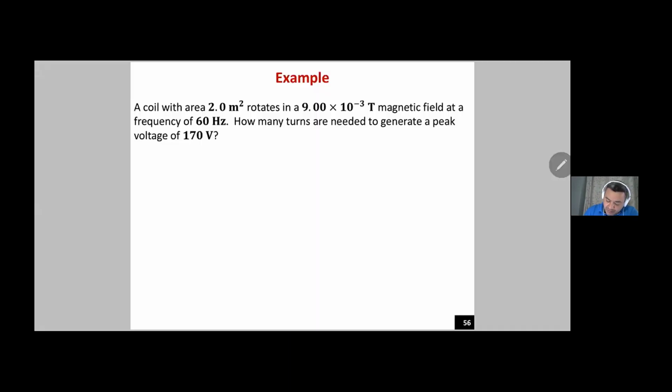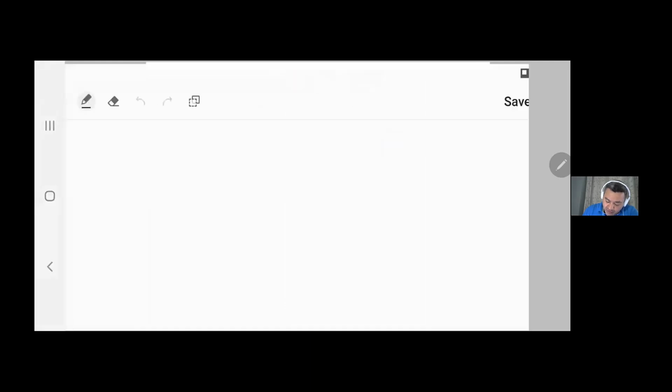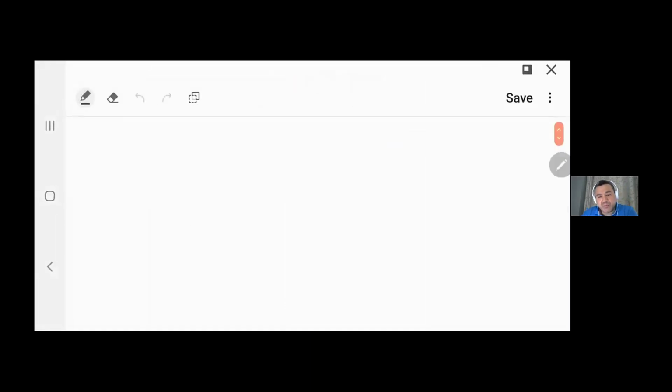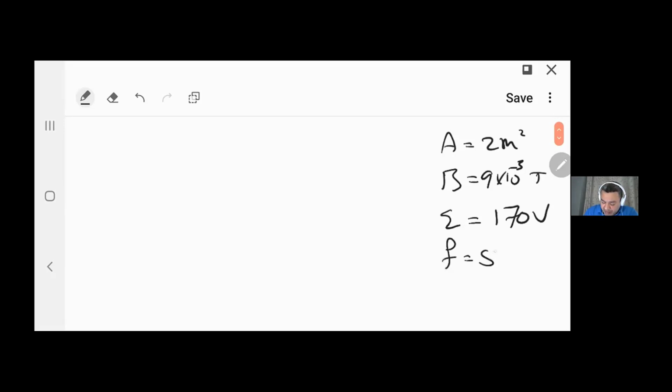So in this problem, this is the same problem as what we have seen, the loop that is rotating in the existence of the magnetic field. We know the area is 2 meters squared. We know the magnetic field is 9 to the power minus 3 Tesla. We know the electromotive force is 170 volts. We know the frequency is 60 hertz. We need the number of turns.